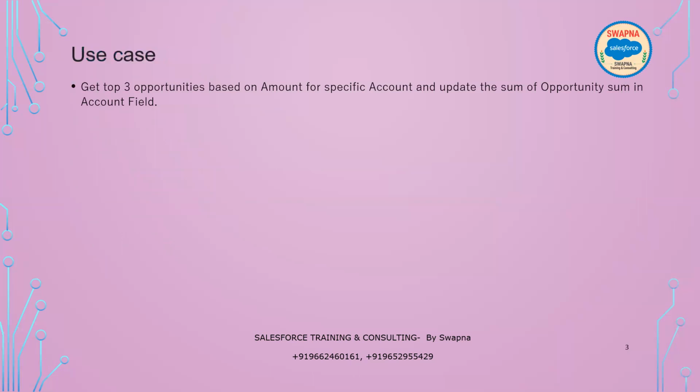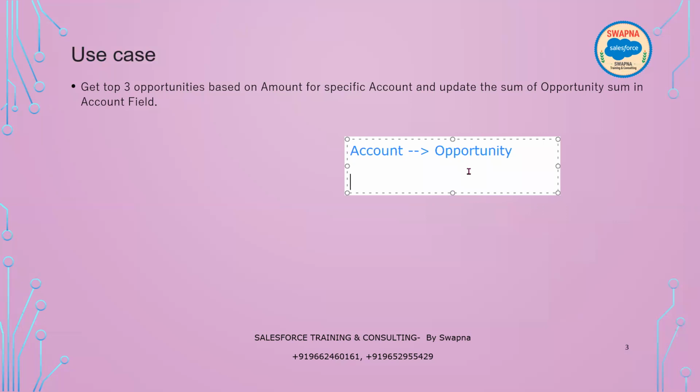The use case is, in account we have opportunities. So account is the parent. Within the account, we have a list of opportunities. It is possible that one account can have 10 opportunities or 3 opportunities, or there is no limit. An account can have so many opportunities. So what I need is, out of these 10 opportunities, the top 3 opportunities.